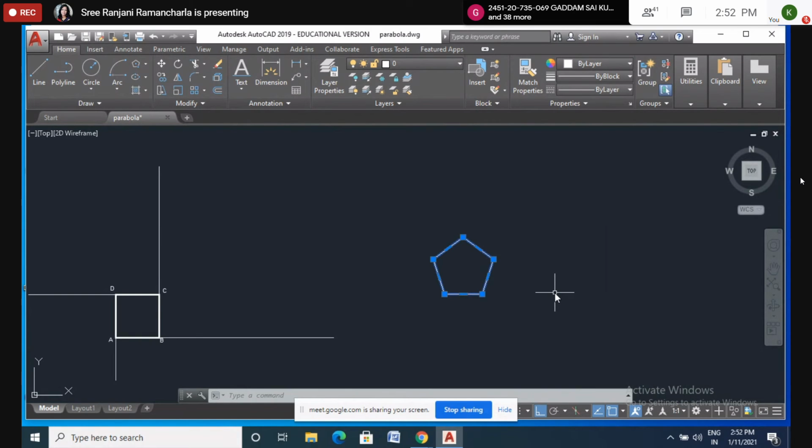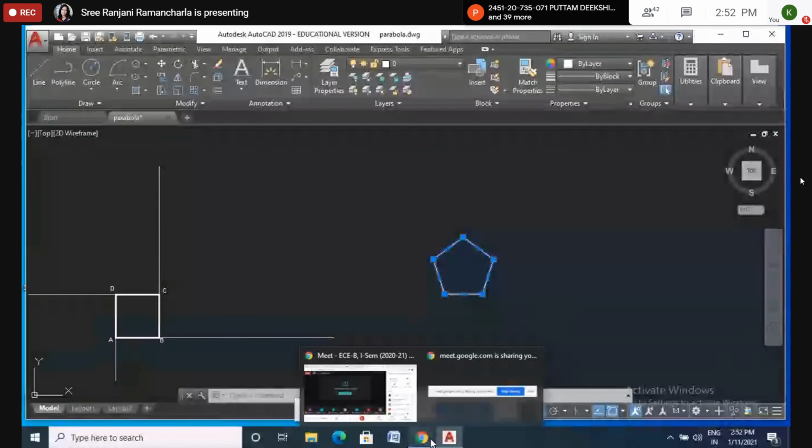Next I will show the involute of a circle. Now please complete this one. I will ask you randomly who has completed, who is done.